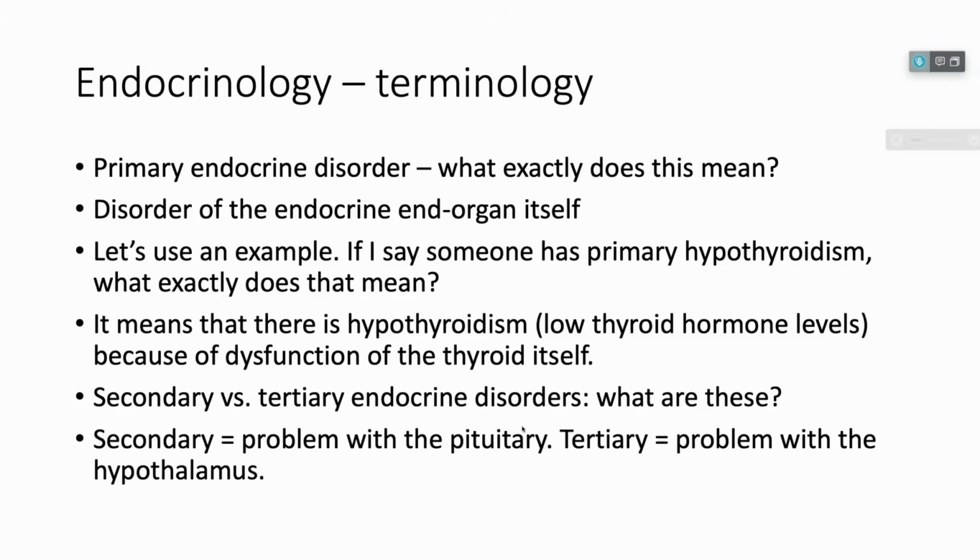These are very specific meanings, and very few people actually know this, because I don't think they teach you definitions. Secondary here is just for endocrine disorders. If I say someone has hypertension secondary to something, I don't mean it's in the pituitary. But if I say someone has secondary hypothyroidism, I mean there's a problem with the pituitary. And if I say they have tertiary hypothyroidism, I mean they have a problem with the hypothalamus.